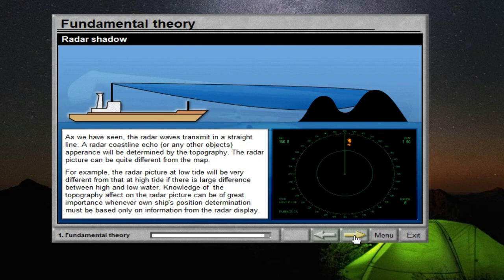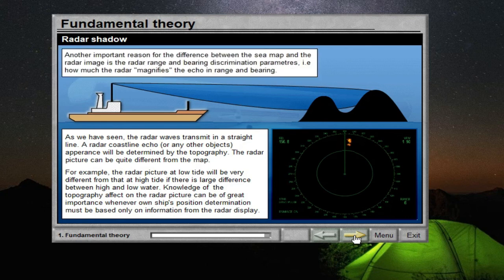Knowledge of the topography effect on the radar picture can be of great importance whenever own ship's position determination must be based only on information from the radar display. Another important reason for the difference between the sea map and the radar image is the radar range and bearing discrimination parameters. That is, how much the radar magnifies the echo in range and bearing.